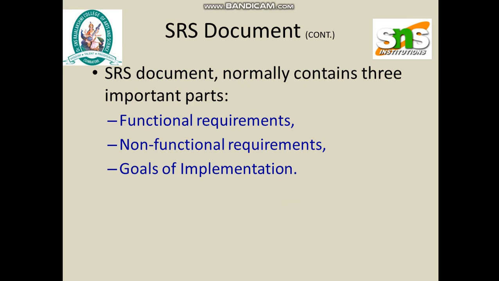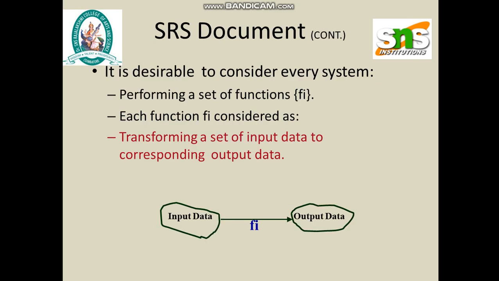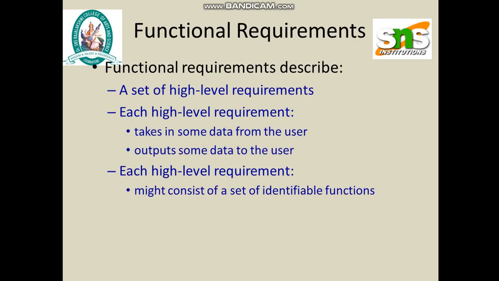The SRS document normally contains three important parts. One is functional requirements, the second is non-functional requirements, and the third is goals of implementation. This is a simple definition of how the SRS document works. It performs some functions. A function requires some input data to produce some output data. That transformation is described in the SRS document. And the first part of the SRS document is the functional requirements of the system.